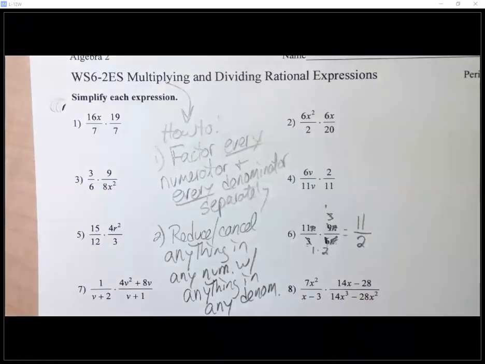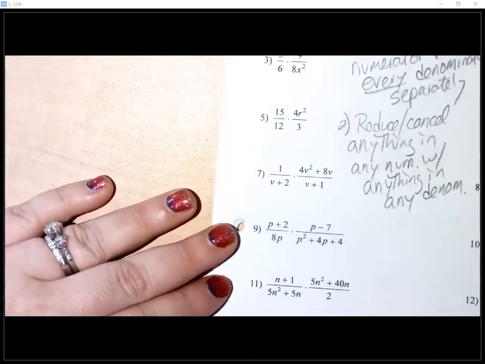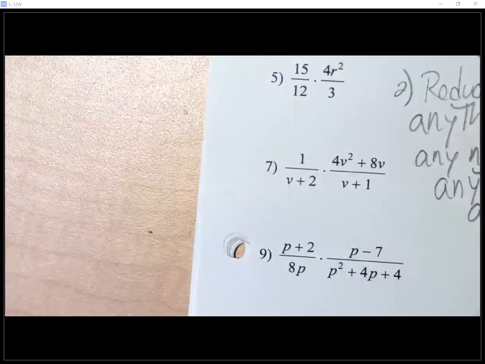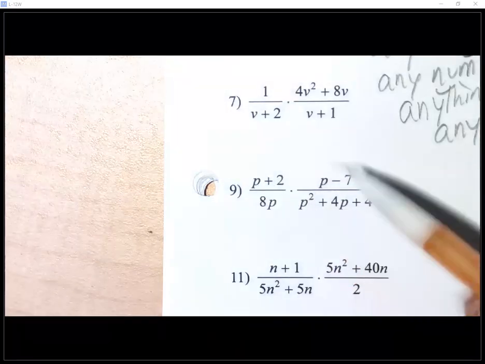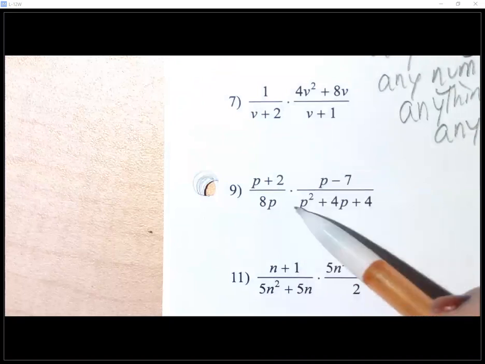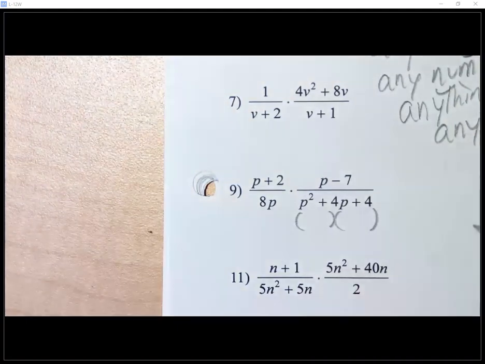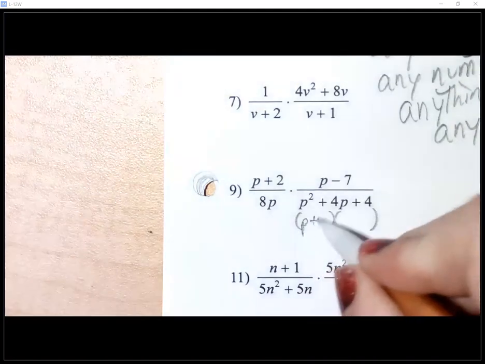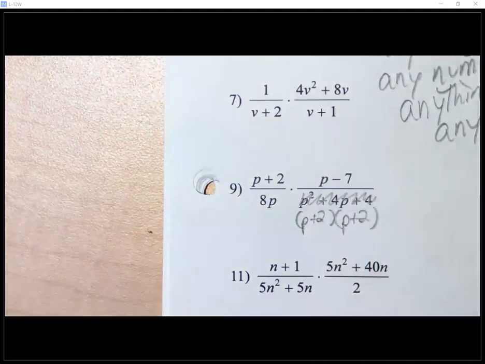Let's try one that has some factoring to do. How about something like 9? 9 looks good. So 9, step 1, let me zoom in a bit here. Step 1, I just have to look at each piece and factor it. Nothing to do there, nothing to do there, nothing to do there. Oh, this one, I can factor that. What does that factor into? Yes, I have p plus 2 and another p plus 2. That's now done. So now step 1 is finished. Everybody is factored as far as they can be factored.